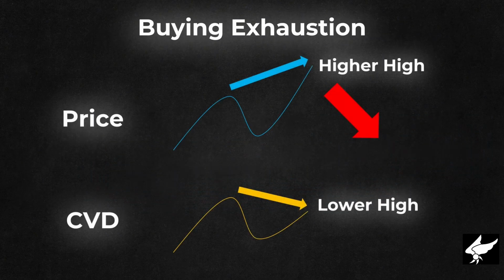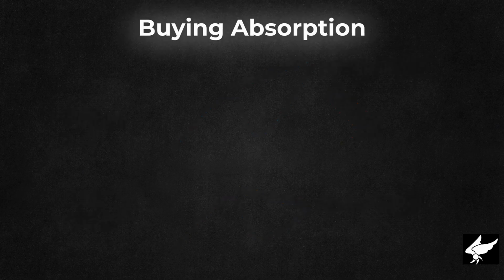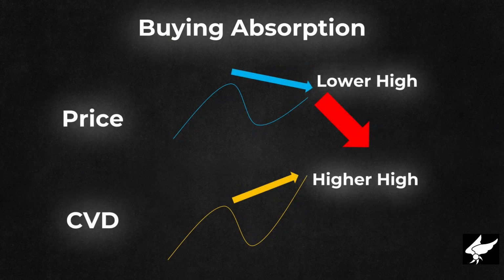If price is creating higher highs but the CVD is making lower highs, it means that buyers are losing steam, and price might reverse to the downside soon. That is the buying exhaustion. If price is making lower highs and the CVD is making higher highs, it means that buyers are trying to go up, but sellers are absorbing them. So this movement is not being represented in price action. This is also an indication that price will go down. This is the buying absorption pattern.